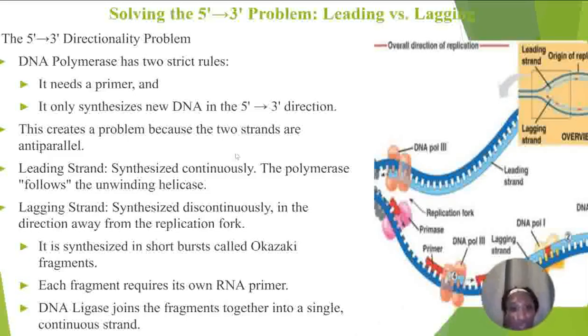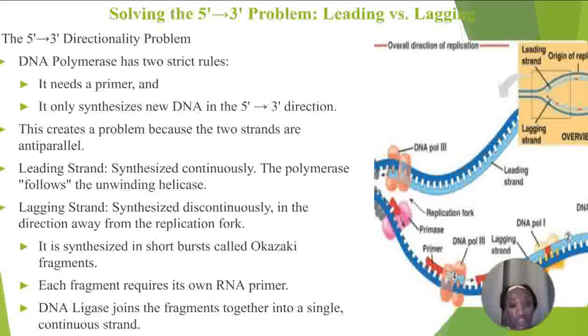So to solve this problem, the leading strand is synthesized continuously. The polymerase follows the unwinding helix, and the lagging strand is synthesized discontinuously in the direction away from the replication fork. So the leading strand and the lagging strand are how they help with the directionality problem.